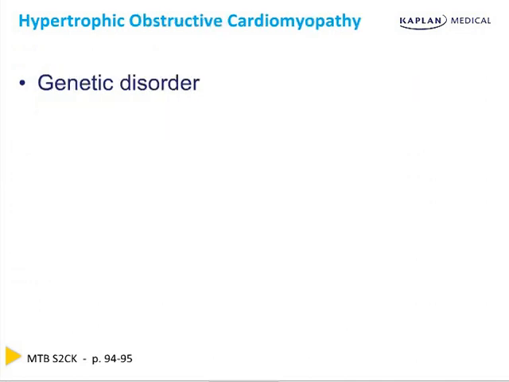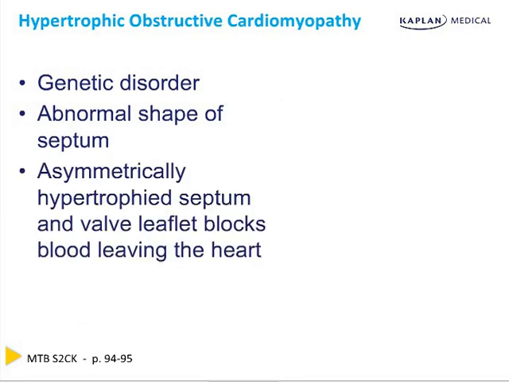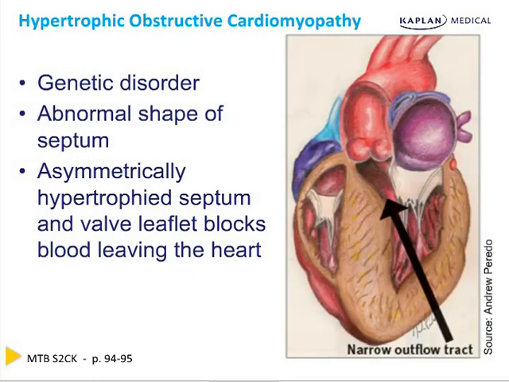Hypertrophic obstructive cardiomyopathy is a genetic, familial disorder. It just happens. It's an abnormal shape of that septum. The septum bumps up against the other parts of the heart because it's asymmetrically hypertrophied. That's one of the names of it, asymmetric septal hypertrophy. And you can see the arrow is showing you an obstructed left ventricular outflow tract.